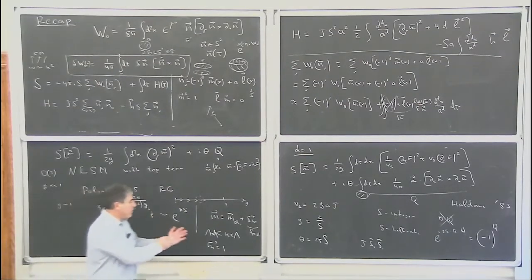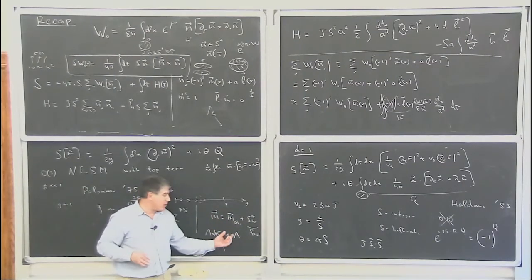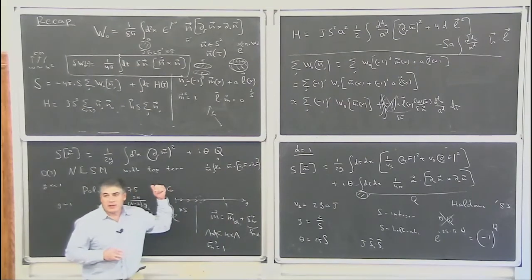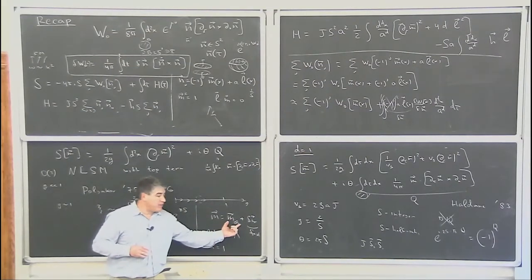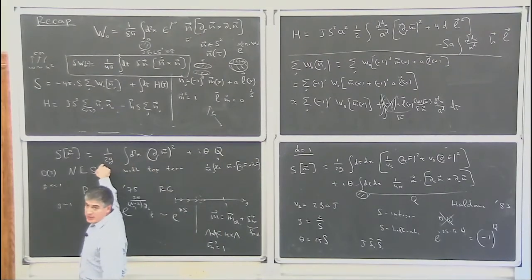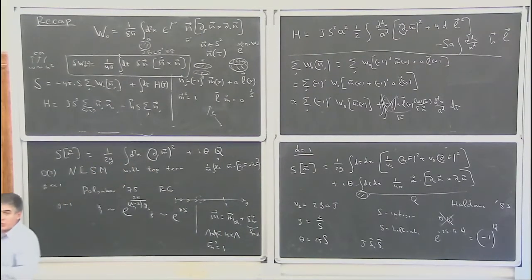So you just separate your field into slow and fast, you integrate out fast, and you see what's the effective field theory for slow, and you see what's the change of coupling constant. Hopefully, the effective field theory for slow will be again of the same type, but with a little bit different coupling constant. Then you can talk about RG flow meaningfully.